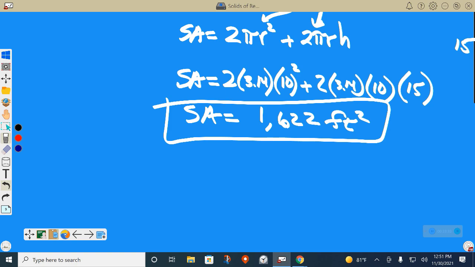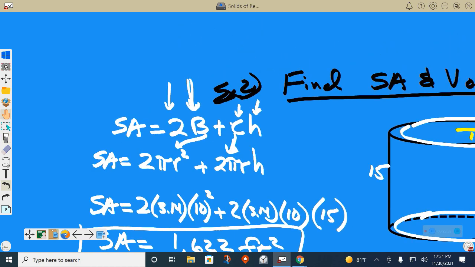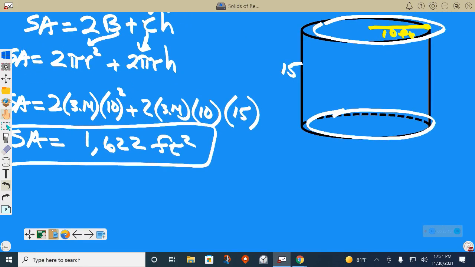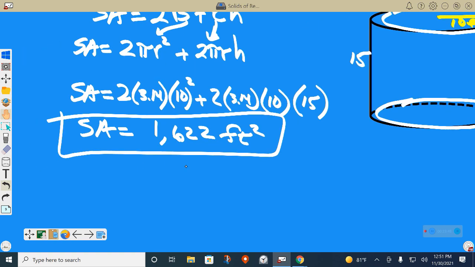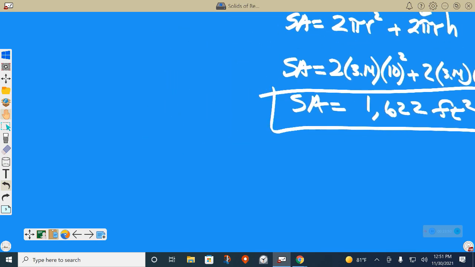Last one. Let's do volume now. In other words, how many cubes will fill up this cylinder? How many cubic feet will fill it up? How many cubic feet fit in there, in that tub, that cylinder? If you're right, I'll give you a free assignment pass.